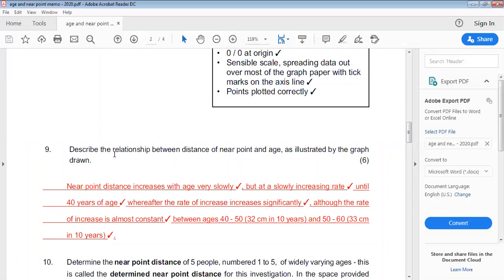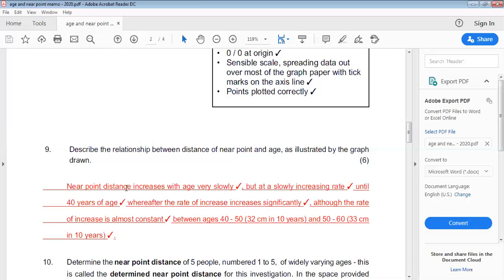Now this is a favorite question. Describe the relationship, or describe the trend shown by the relationship, between the distance of near point and age as illustrated by the graph that you drew. Now remember, if they ask you to describe the relationship or describe the trend shown by the graph, you describe what the line on the graph is showing. And everywhere there's a change in that line, mention figures.